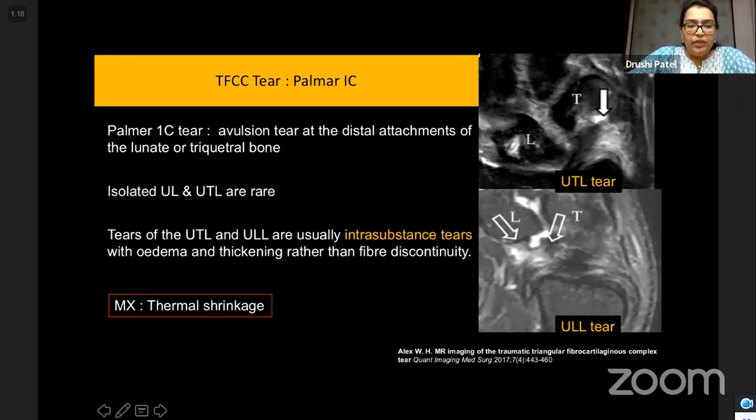Coming to Palmer 1C, isolated tears of the ulno-lunate and the ulnotriquetral ligaments usually don't occur. They usually occur as a part of other ligamentous injuries. When isolated tears occur, they are classified as Palmer 1C.